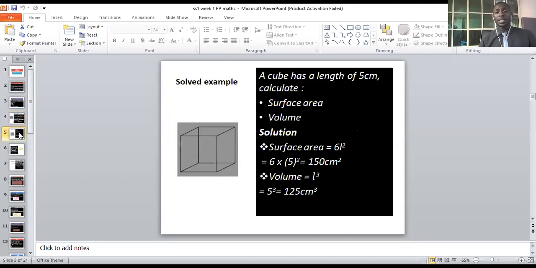A cube has a length of 5 centimeters. If I ask you now, what is the height of this cube? What is the width of this cube? When you see something like this, no need to bother yourself. The height is also 5 centimeters. Likewise, the width or the breadth is also what? 5 centimeters. Calculate the surface area and the volume.